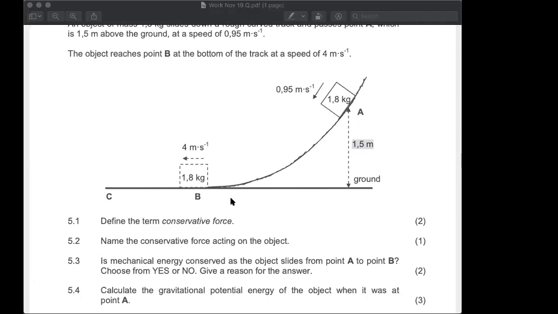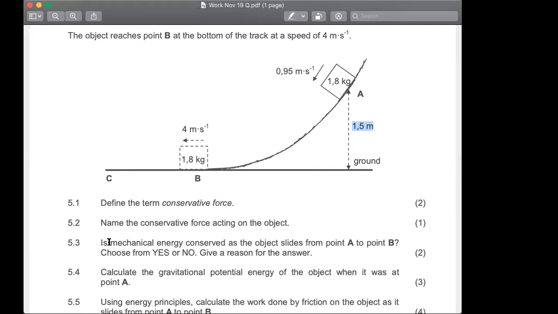system, right? Then if you look at the next question, it says calculate the potential energy acting on the object at its maximum height. Let's see, calculate the gravitational potential energy of the object when it was at point A. To work that out, what will we do? What's the equation for potential energy? EP is equal to mgh. Right, so we know that EP is equal to mgh.